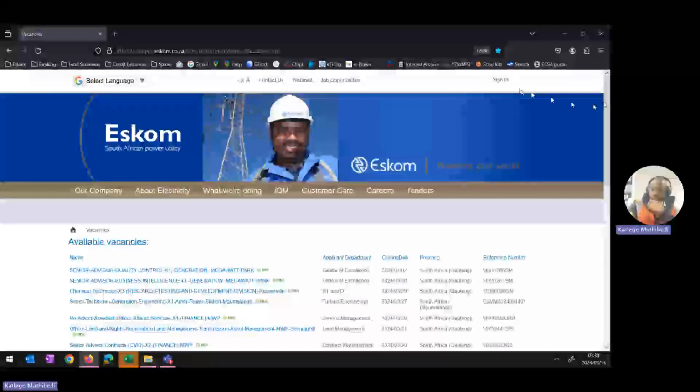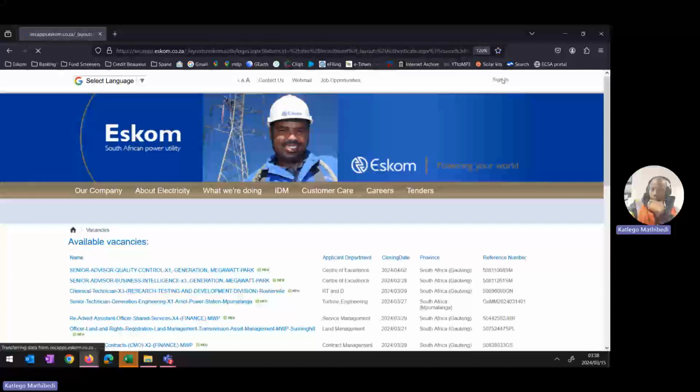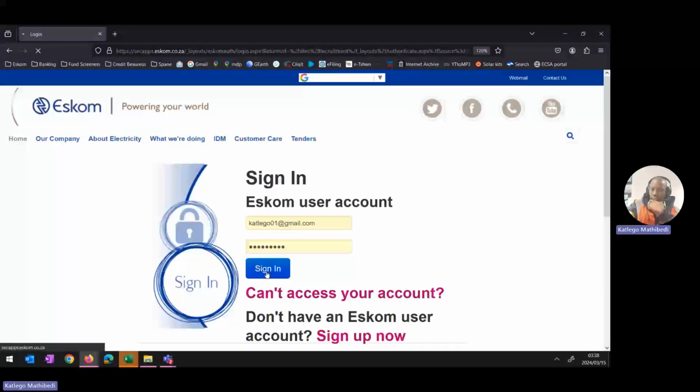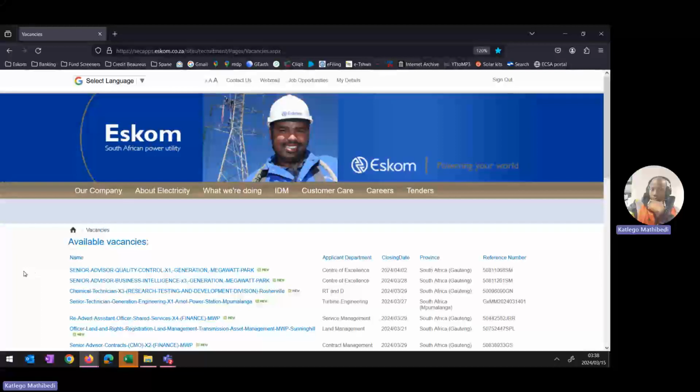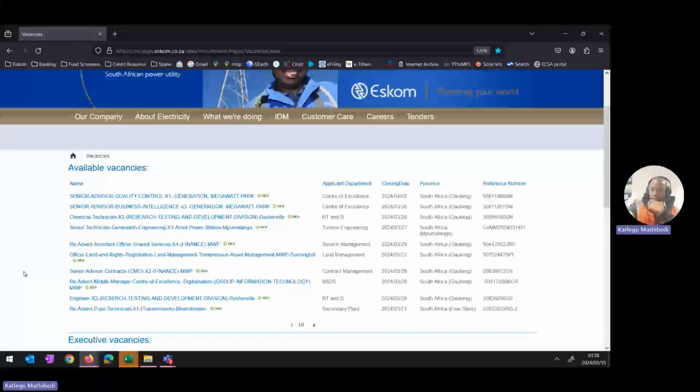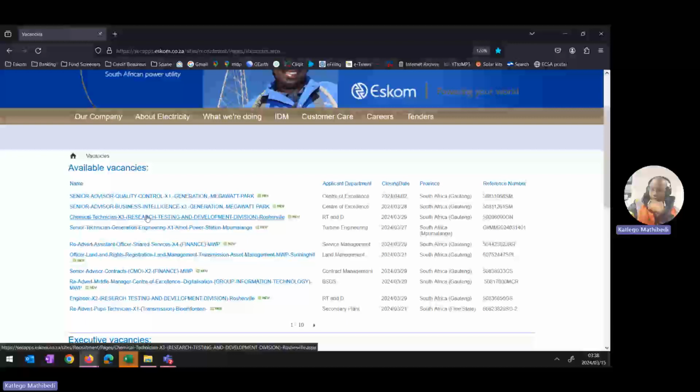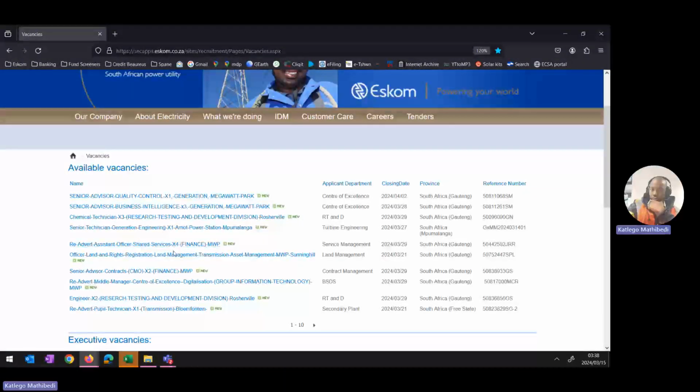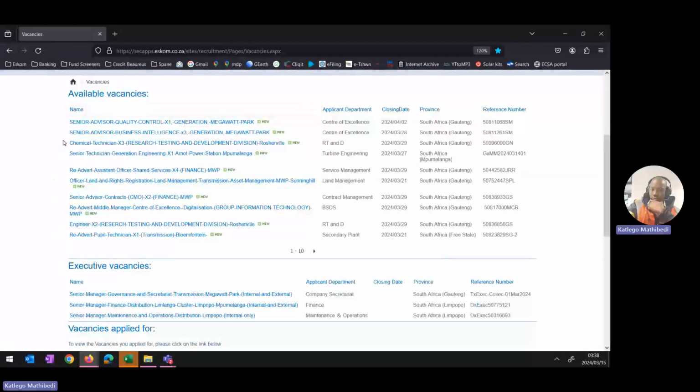Once you open the vacancies, then you would need to log in, sign in, and once you sign in, you're going to see the vacancies that are available. So currently there's an advisor, senior quality control. Let's say we're looking for, okay, there's two areas to note. There's available vacancies. These are normal for everybody. These are for normal people. And then you've got a section for executive vacancies. These are for like most senior managers within the organization.